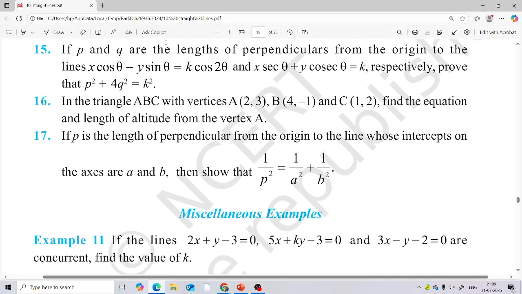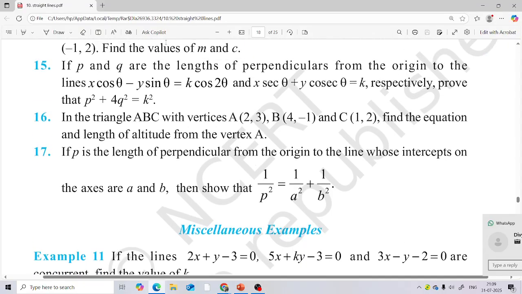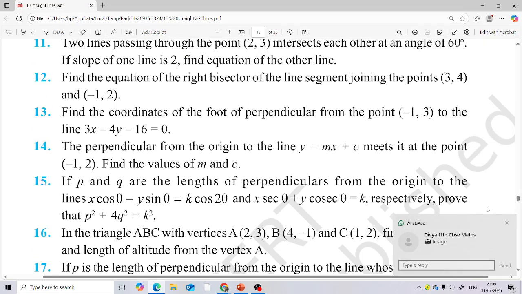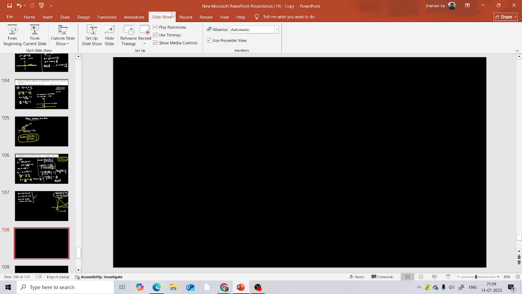So the angle between the lines, okay. Let us learn two cases. Case 1. I will discuss more problems tomorrow. The two cases, please learn.